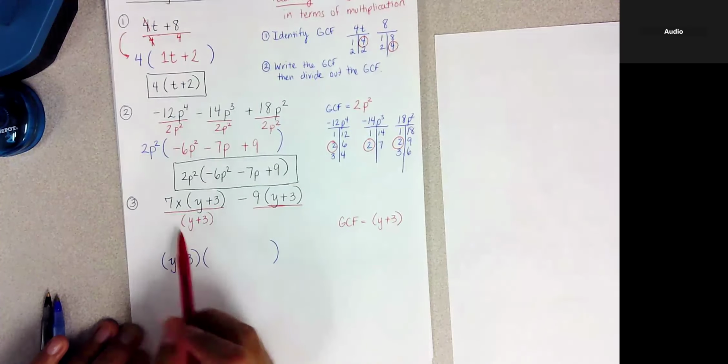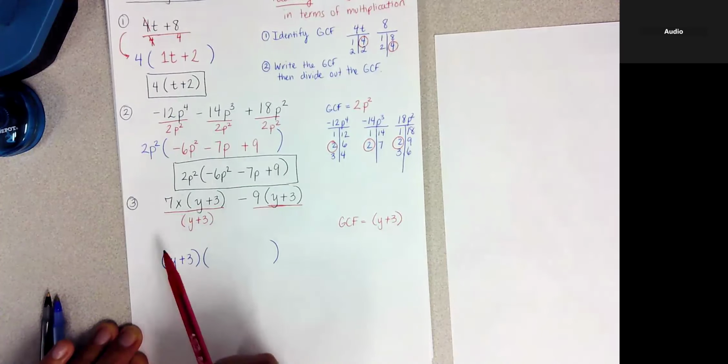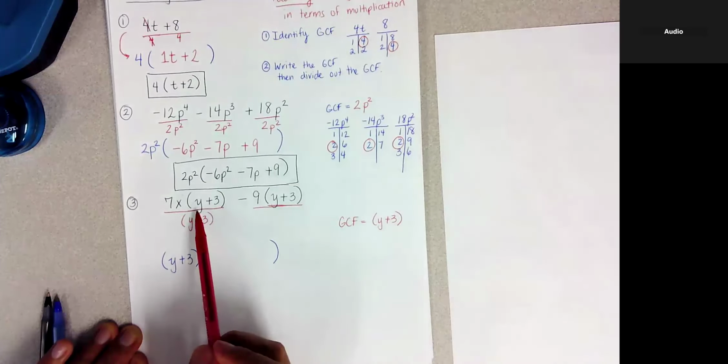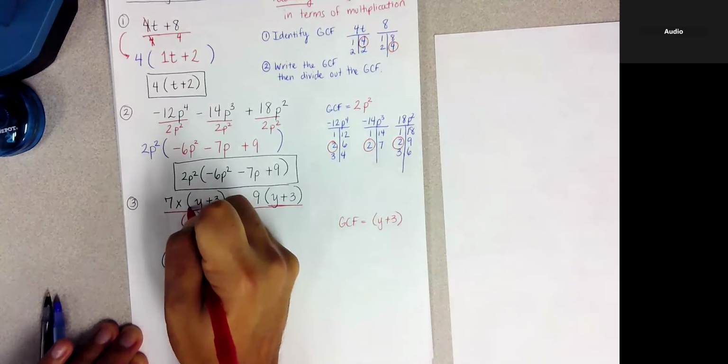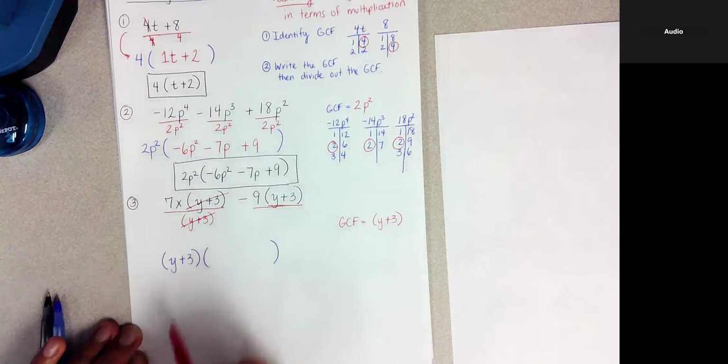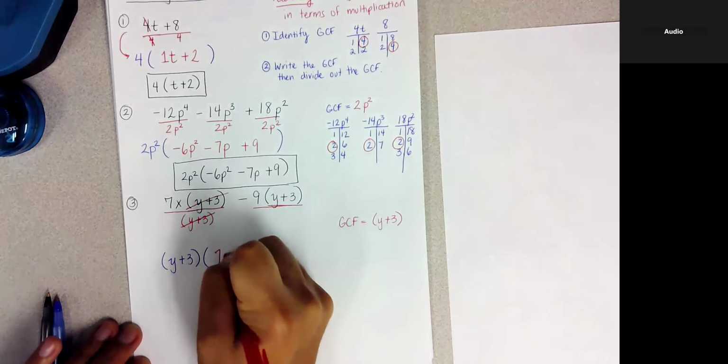Well, if this looks really complicated to you, just think about it this way. Y plus 3 is just a number, right? And anytime you have a number divided by itself, we often say that that cancels out to 1. So what we can do is just say, oh, these guys cancel out, so what's left over? Well, what's left over is just the 7x. So I'm just going to bring down the 7x.